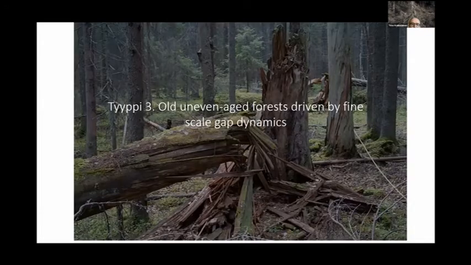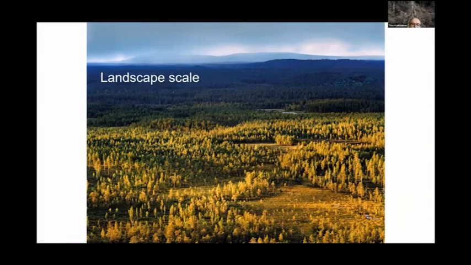And finally, the third class, old uneven age gap dynamic forest, could look like this. Okay, we have at stand scale these three classes. We know that we should be able to emulate them in some way, and we have methods, silvicultural cutting methods to do that. But how about the landscape scale?